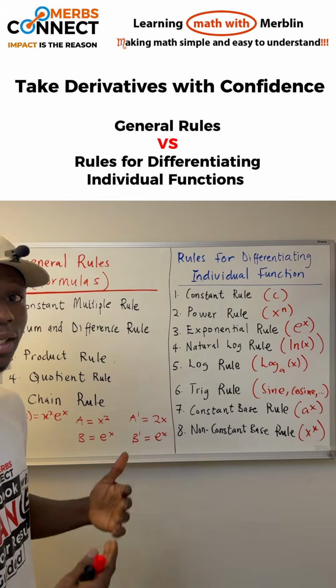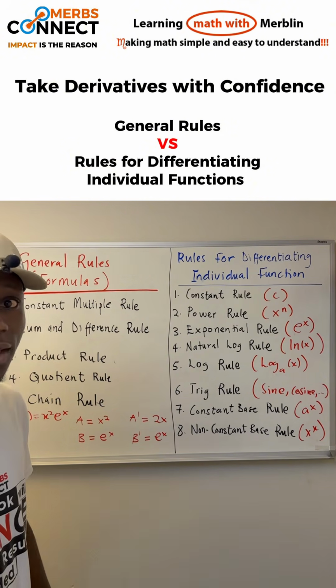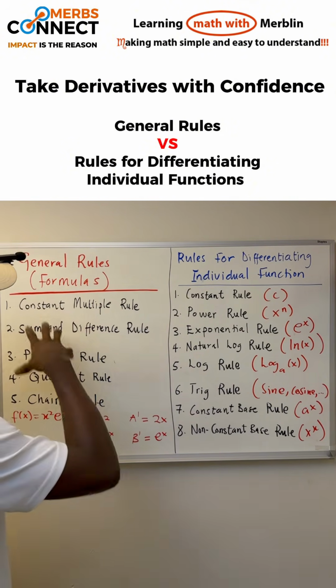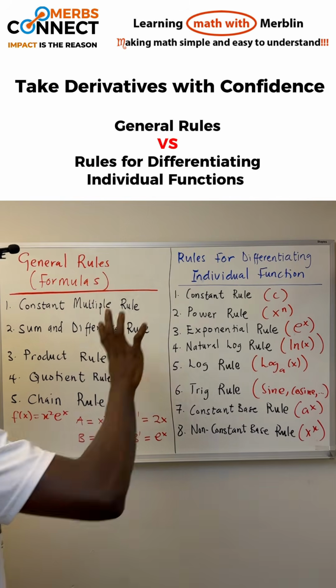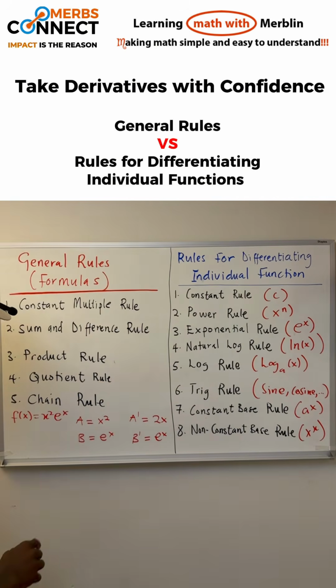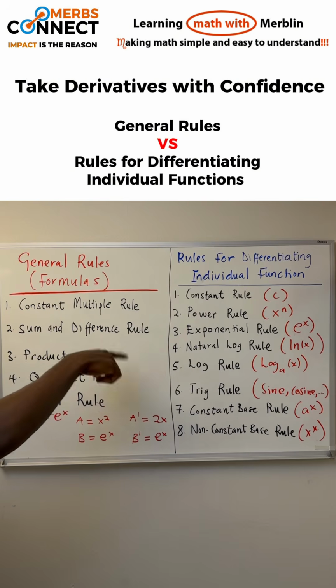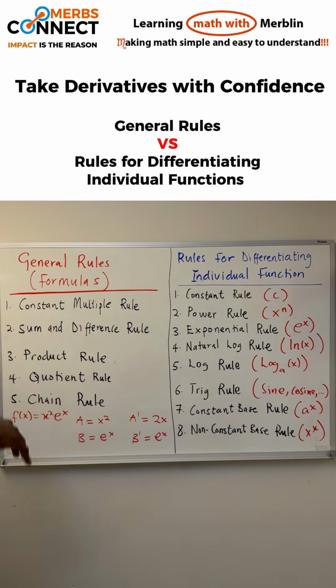And this is how I was teaching my students. I told them that anytime you want to take a derivative, first think about the formulas, the general rule, before you think about the rule for differentiating individual functions. How? For example, if I want to differentiate this function here, the first thing I need to think about is that I need to pick something from the general rules, which I call the formulas.